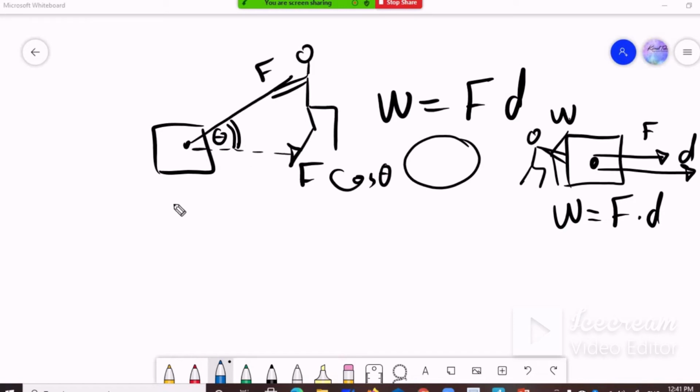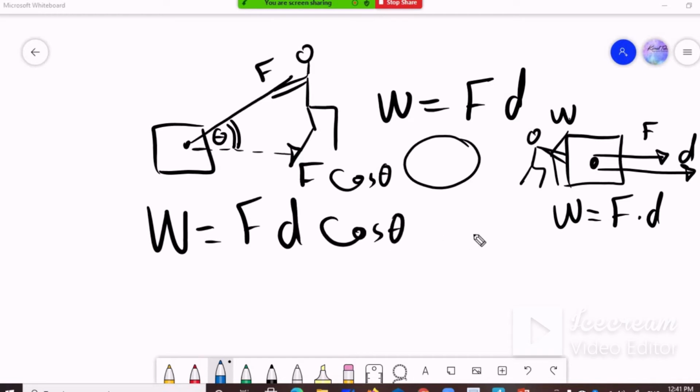Now in this case, work equals FD cosine theta. Here also it should be FD cosine theta. But how much is theta here between F and D? Anyone know, guys? 0. Excellent. And cosine 0 is 1.